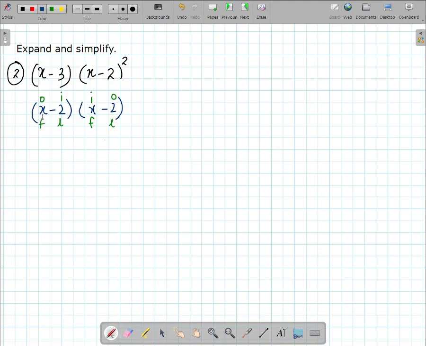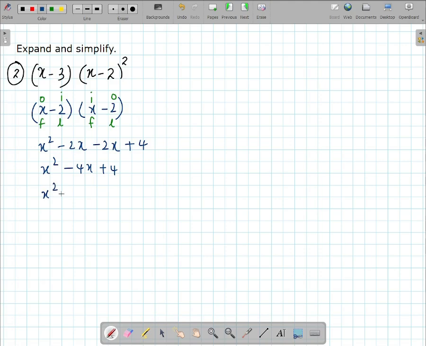So x times x firsts, that is x to the power 2, then outsides, that is x times minus 2, that is minus 2x, then insides, that is minus 2 times x, minus 2x, then lasts, that is minus 2 times minus 2, that is plus 4. Then you can simplify these two, that is x to the power 2 minus 2x minus 2x, minus 4x plus 4. Okay, now I'm going to multiply this answer by x minus 3.